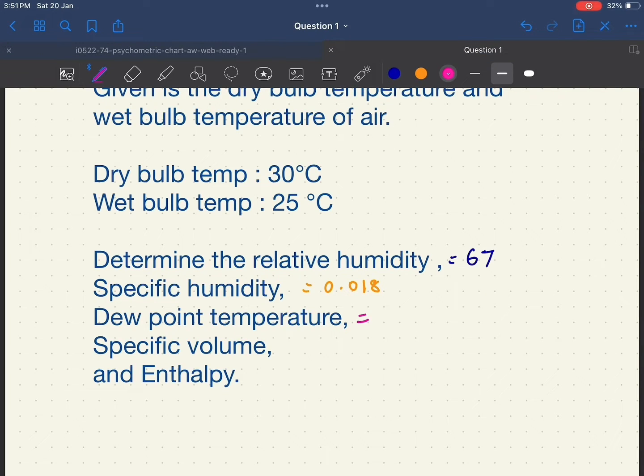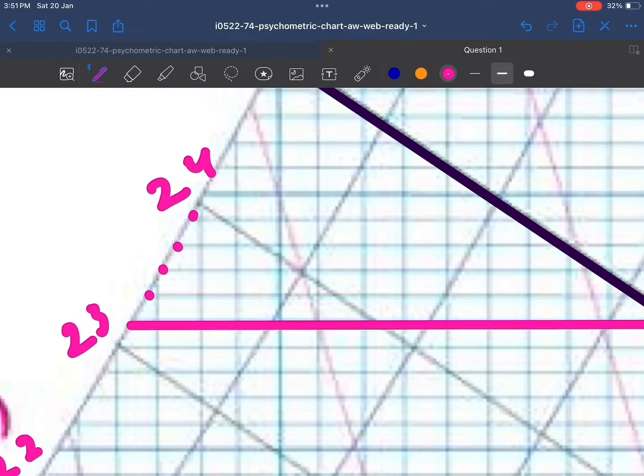Write our information here. Now find the specific volume.